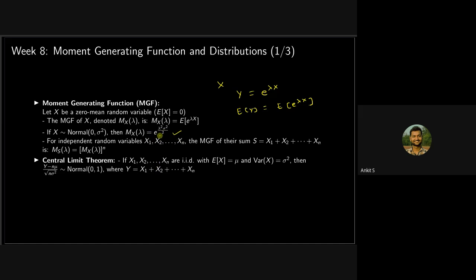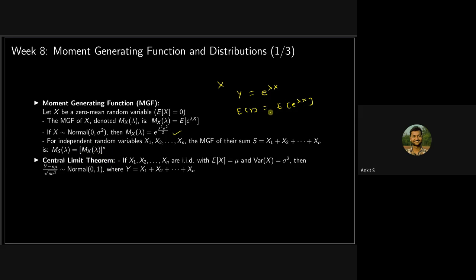Through this we come to know about the central limit theorem. At multiple points you may need to use the mgf of a normal distribution, so you can remember this if you want. It's important. Then for independent random variables x1 to xn, the mgf of their sum is equal to the product of the mgfs.